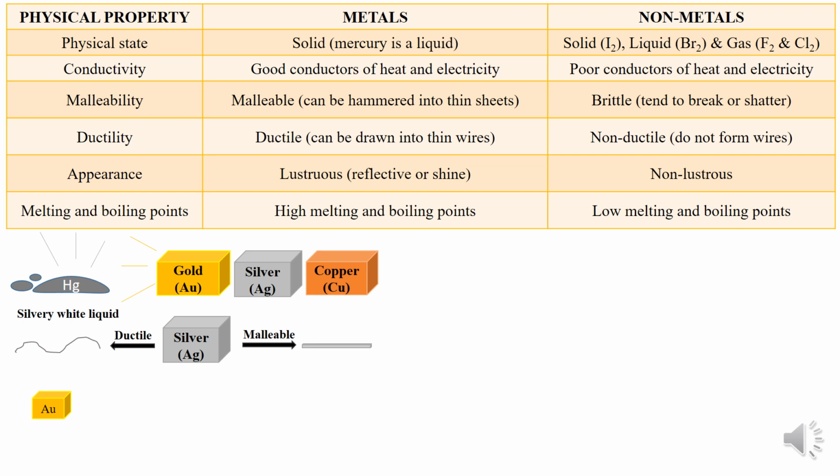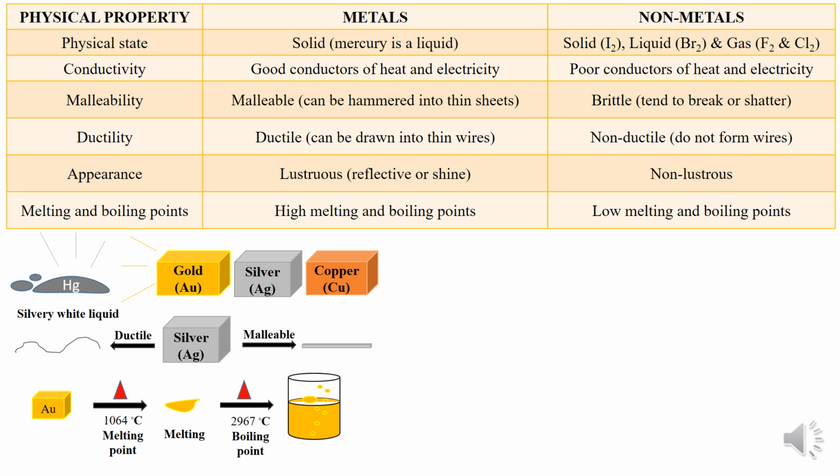Now, metals have high melting and boiling points. For example, the noble metal gold has a high melting point. It melts at around 1064 degrees Celsius. It has a high boiling point of around 2967 degrees Celsius.